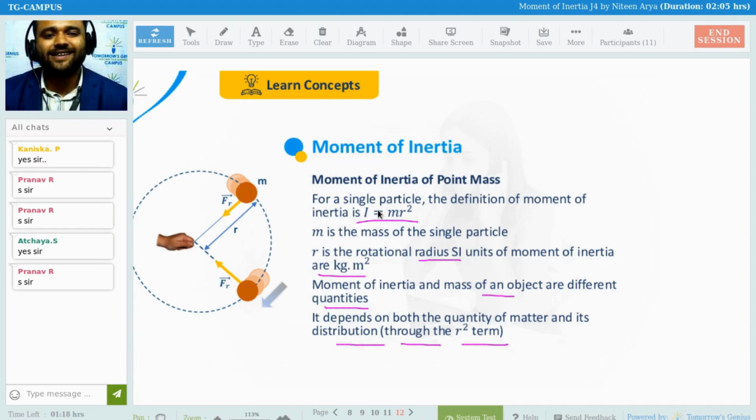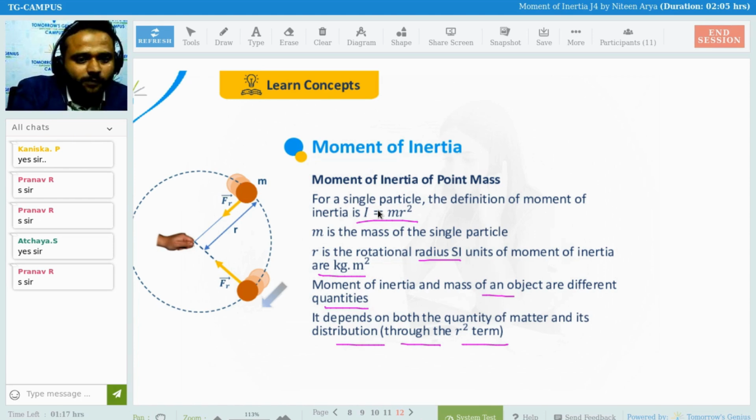So the moment of inertia is taken as analogous to mass, but if I choose the axis, r is going to change, and if r changes, the moment of inertia is going to change. That is why, in this way, they are different quantities.